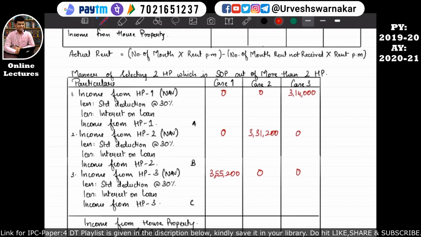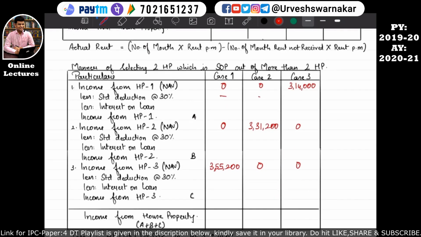Okay, so the standard deduction will not be available over here, and similarly will not be available here, and similarly here also, because standard deduction is available on the NAV. So where the NAV is 0, below that the standard deduction will be 0. I'll just make a line over here so that it does not create a confusion in your head. I hope this is quite clear to you all by now.